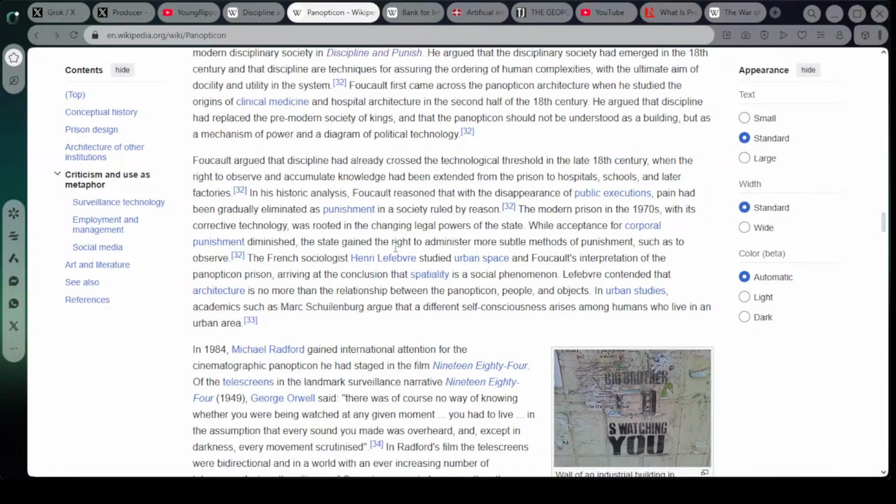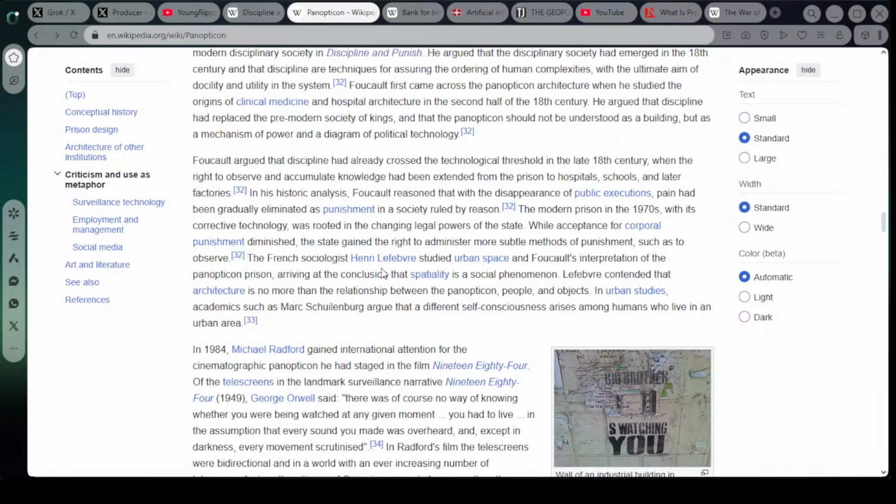The modern prison in the 1970s, with its coercive technology, was rooted in the changing legal powers of the state. While acceptance for corporal punishment diminished, the state gained the right to administer more subtle methods of punishment, such as the right to observe. The French sociologist Henri Lefebvre studied urban space and Foucault's interpretation of the Panopticon prison, arriving at the conclusion that spatiality is a social phenomenon.